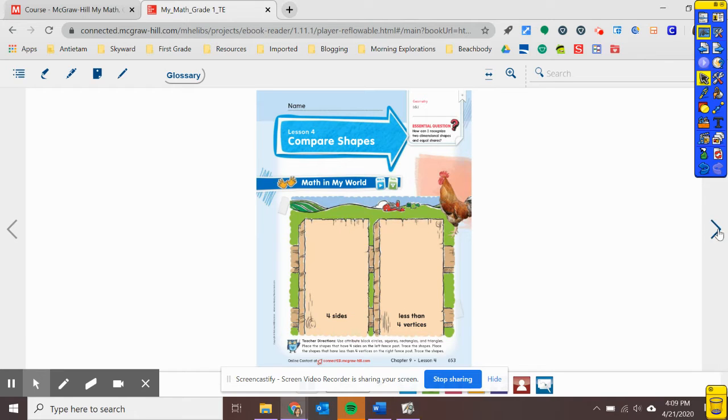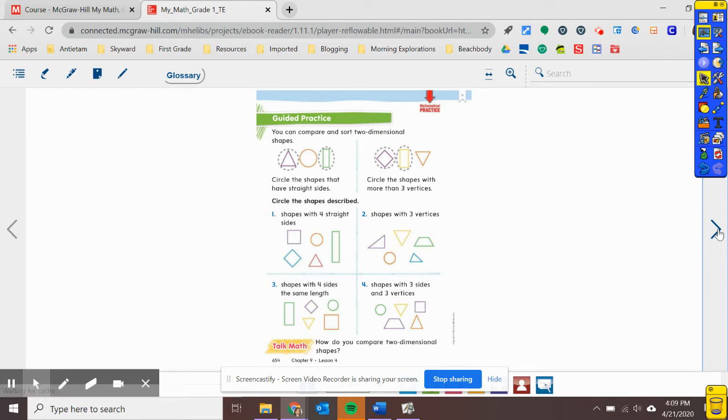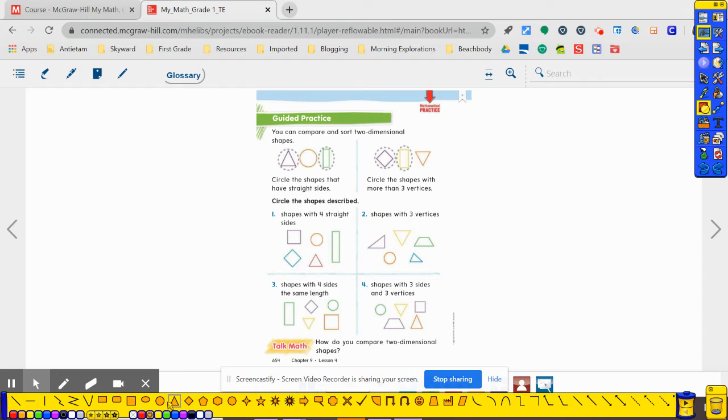All right, so here we go. We're going to flip over to our guided practice. So today we are going to be comparing and sorting two-dimensional shapes. So for up here, it says circle the shapes that have straight sides. All right, I'm going to get my circling tool ready. Make this a little bit easier. All right, so circle the shapes that have straight sides.